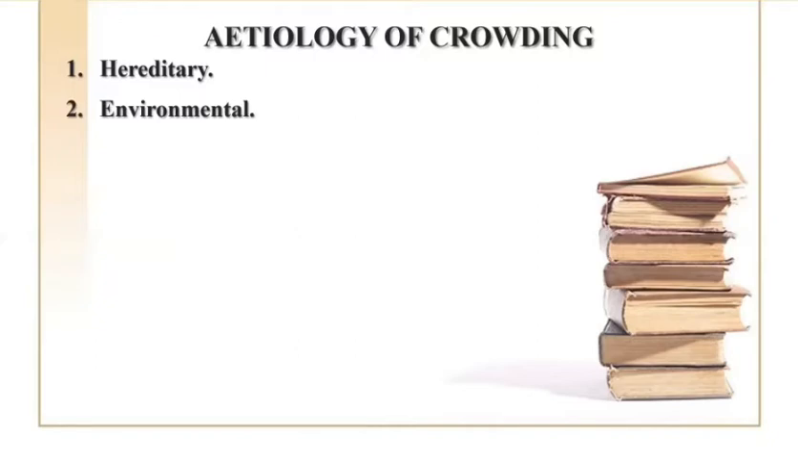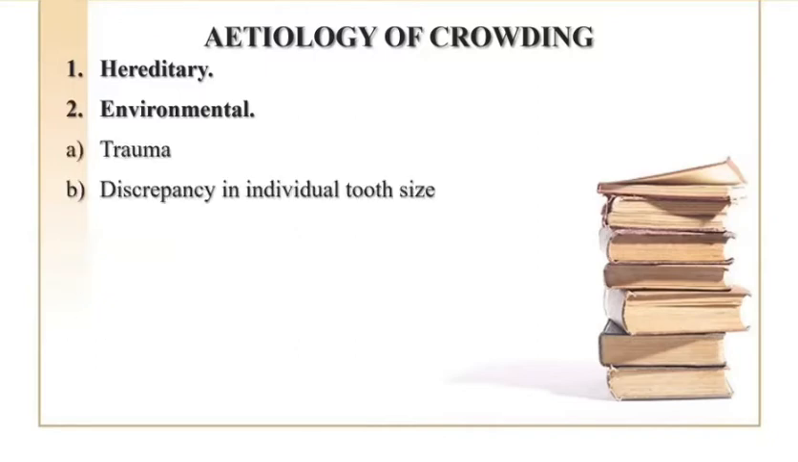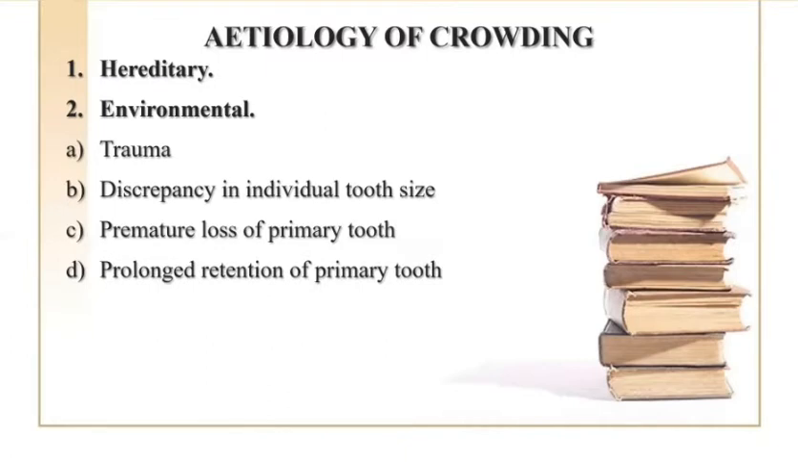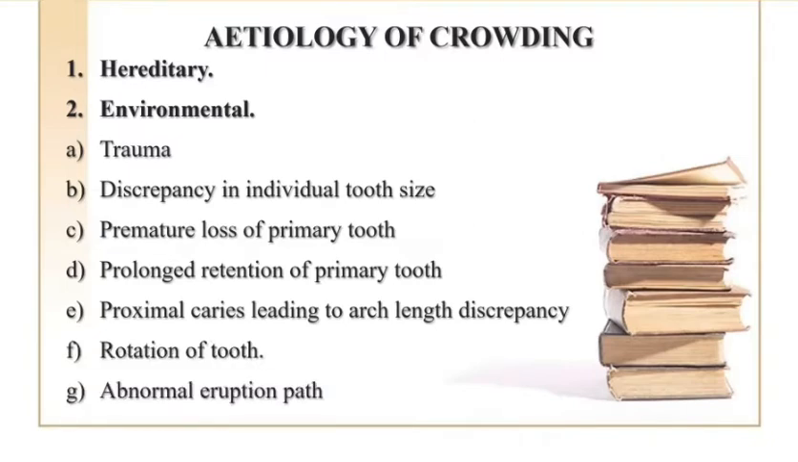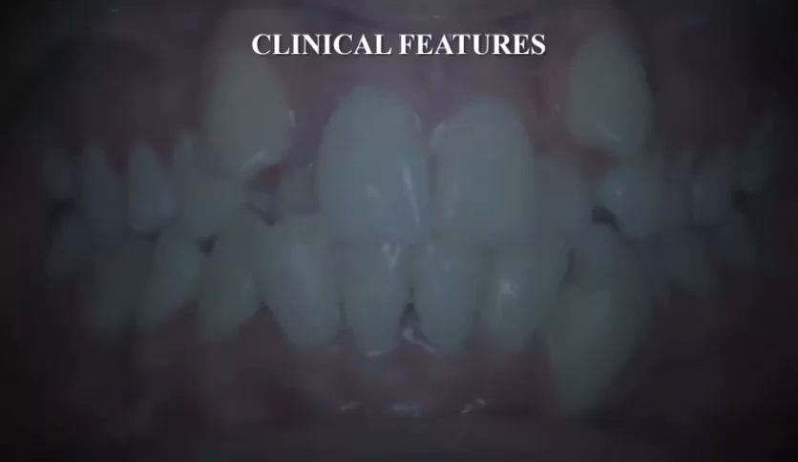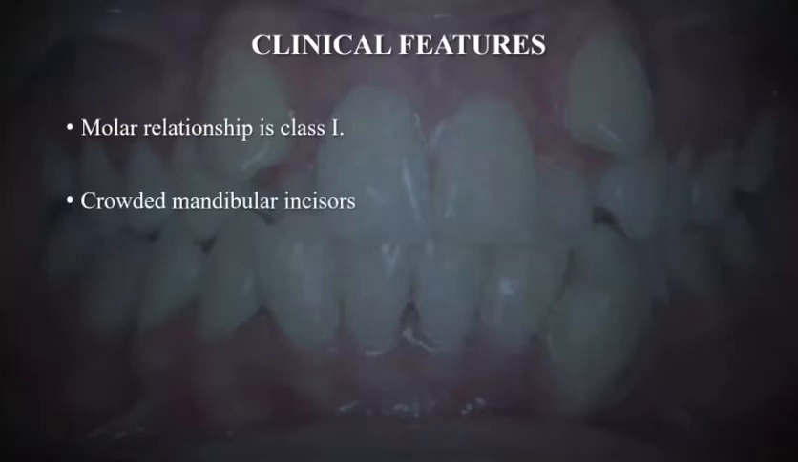In case of environmental causes, it can be due to trauma, discrepancy in individual tooth size, premature loss of primary teeth, prolonged retention of primary tooth, proximal caries leading to arch length discrepancy, rotation of tooth, abnormal eruption path. Coming to the clinical features, class 1 molar relation is seen.